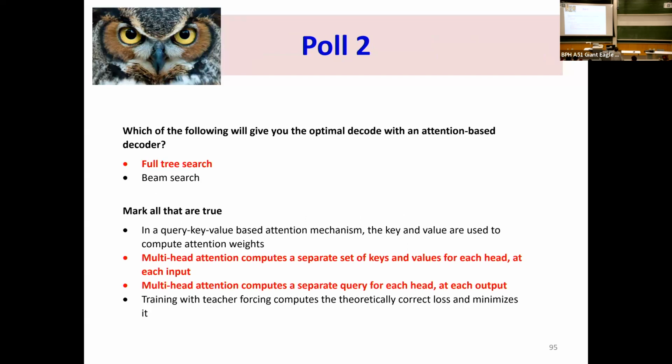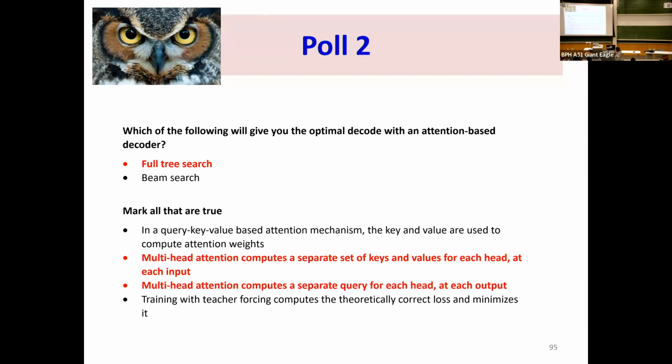So the optimal decode with an attention-based decoder would require a full tree search to give you the best, most likely answer. In a query key value-based attention mechanism, it's actually the key and the query that are used to compute attention weights, right? Multi-head attention computes a separate set of keys and values for each head at each input. And multi-head attention computes a separate query for each head at each output. So these were the key components.